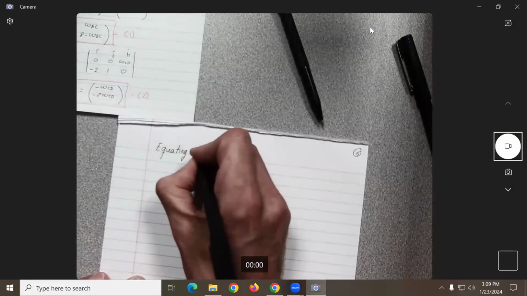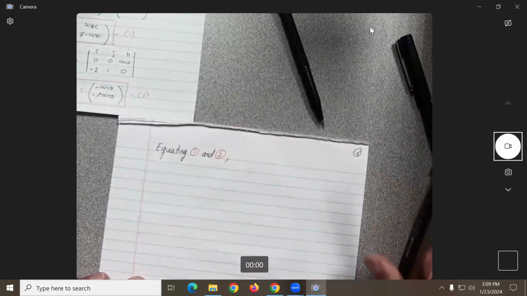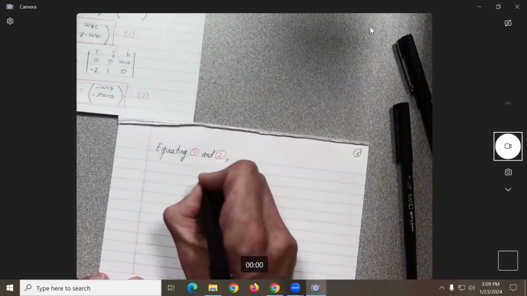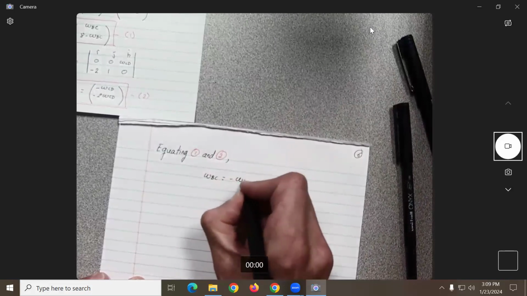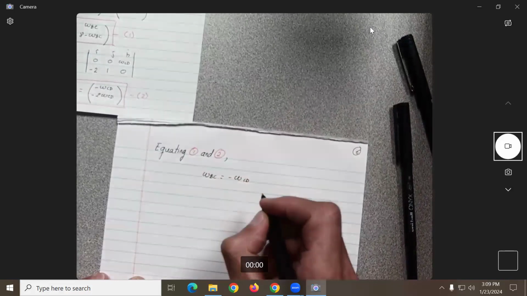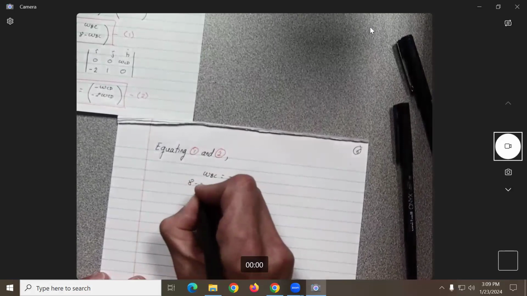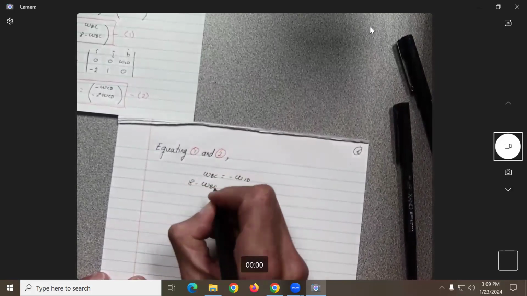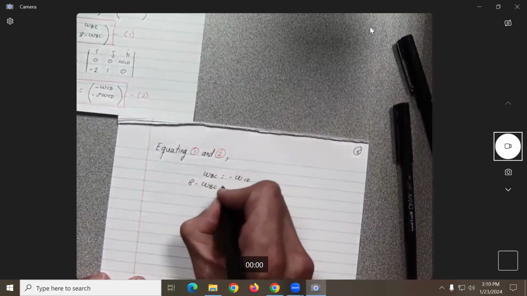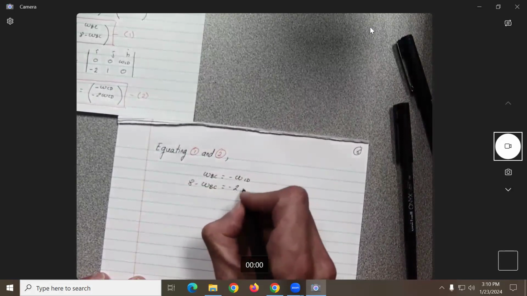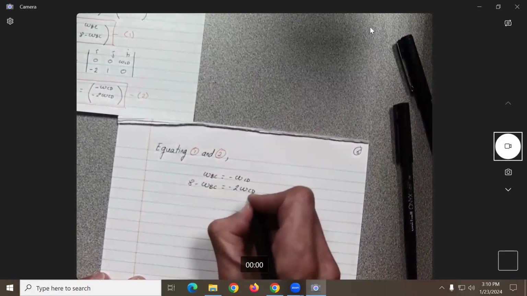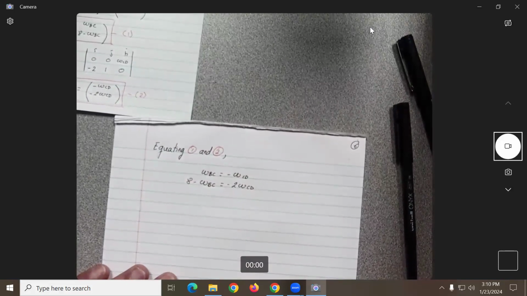Equating 1 and 2, what do we get? Omega BC equal to minus omega CD. And then I get 8 minus omega BC equal to minus 2 omega CD.